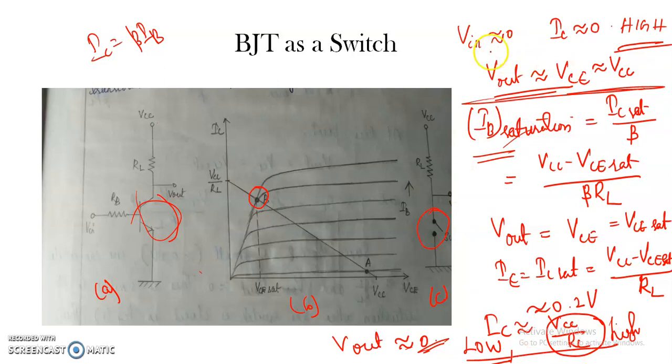In the first case, when Vin equals 0, IC is approximately equal to 0 and we get high voltage, so it is a high voltage, low current situation. So, by controlling the input voltage, we can use a bipolar junction transistor as a switch which is capable of switching between a high voltage, low current state to a low voltage, high current state and vice versa.